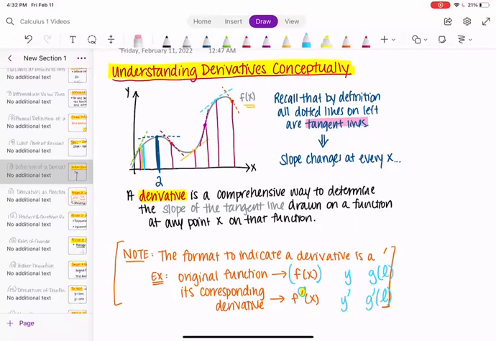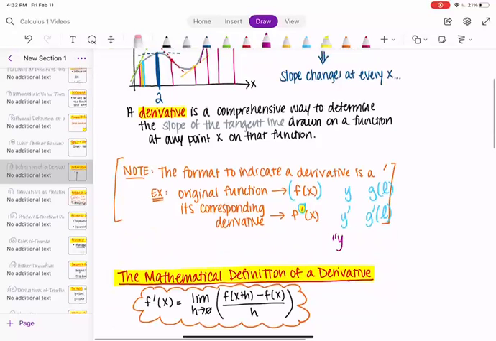So that apostrophe, if we're saying it out loud, this becomes y prime or f prime of x. So that prime piece is how we indicate verbally that there's an apostrophe there.